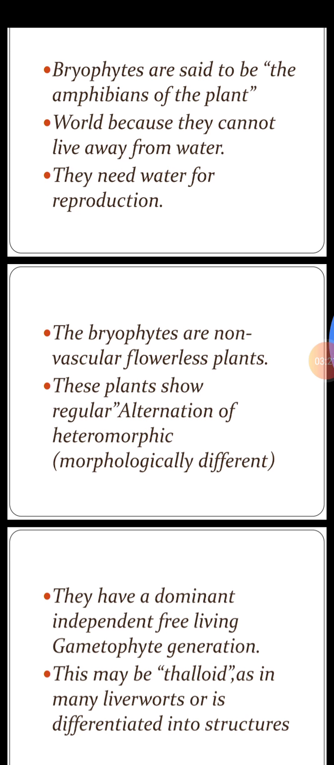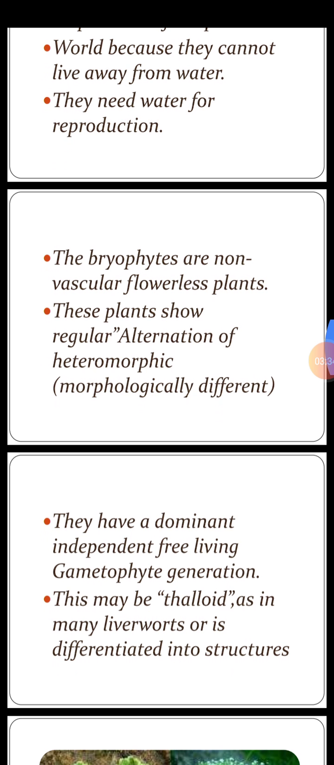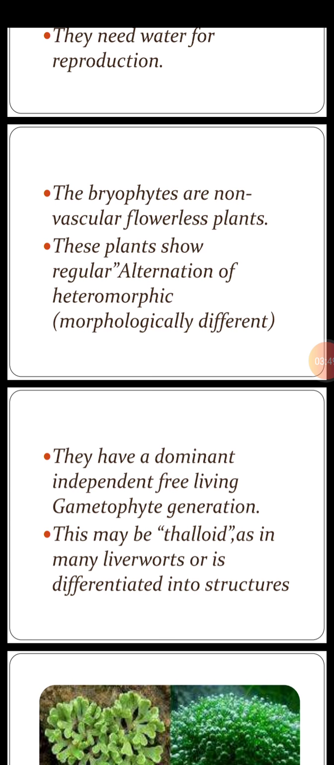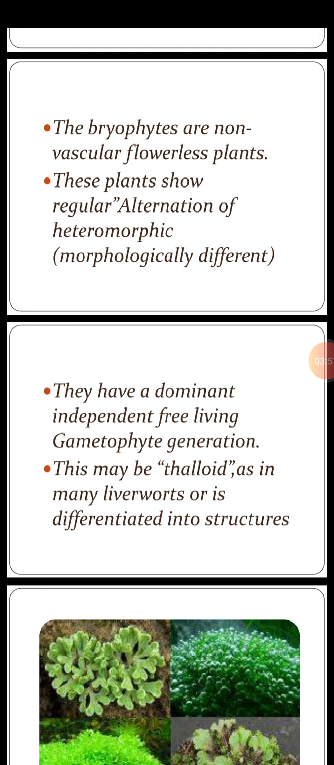But these plants show two types of generations. One is spore producing, called sporophyte, and the other is gamete producing, called gametophyte. They show regular alternation of generations. These two generations are different in their form and structure. One is spore producing sporophyte, the other is gamete producing gametophyte. So they are said to be heteromorphic. Hetero means different, morphic means form, different forms. Morphologically different in their form, structure, and behavior.